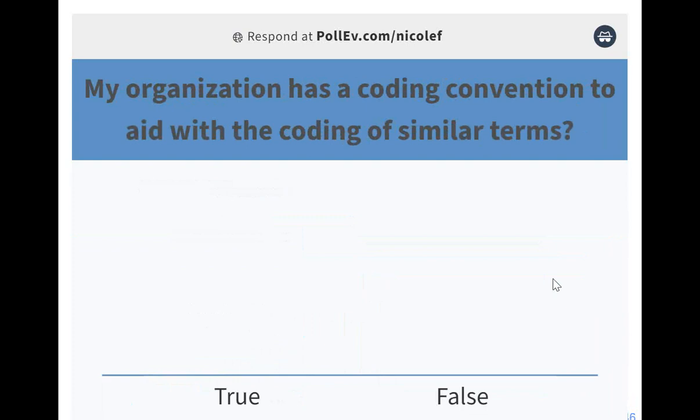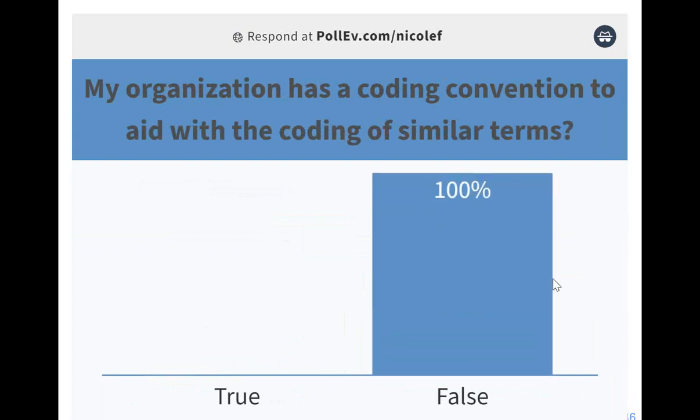My organization has a coding convention to aid with the coding of similar terms. Is this true or false? I'm not sure if a lot of companies would have this, but it might be a good idea to see. I just wanted to gauge where we're at and see if people do have conventions in place, because as someone newer to coding, or in a smaller organization, it might be beneficial.